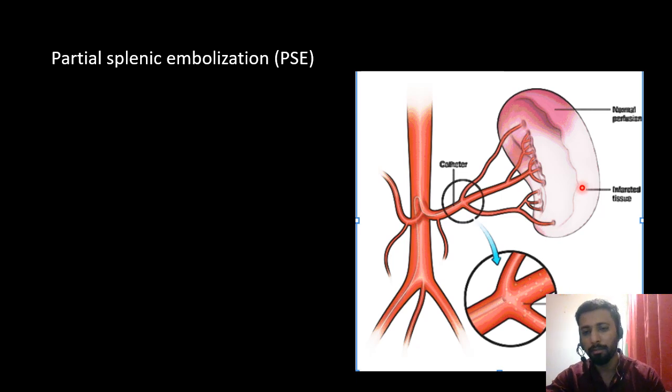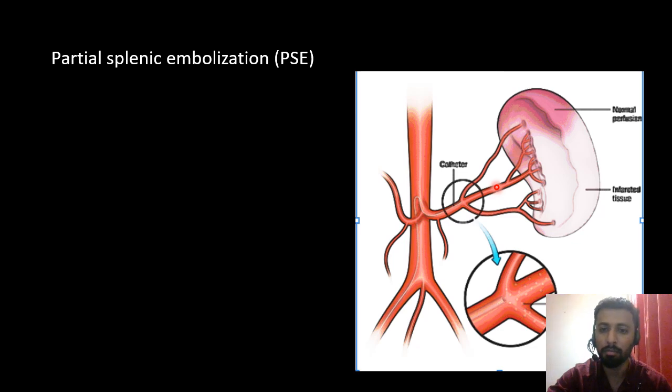pole of the spleen. So the advantage of embolizing the spleen is that when we embolize it, 60 to 70% of the spleen is gone, and 30% is left. So eventually the blood flow to the spleen is reduced. When the blood flow to the spleen is reduced, the outflow through the splenic vein is also reduced.